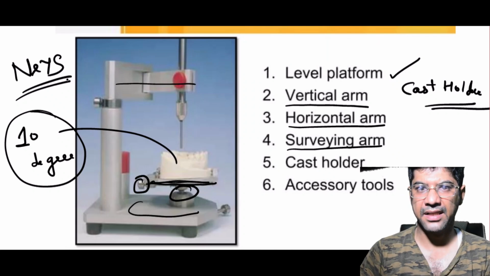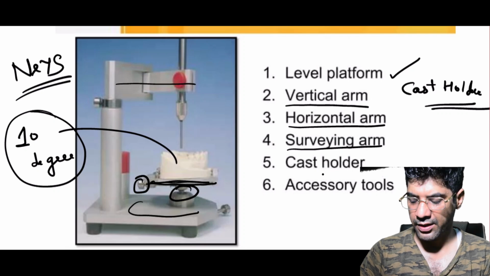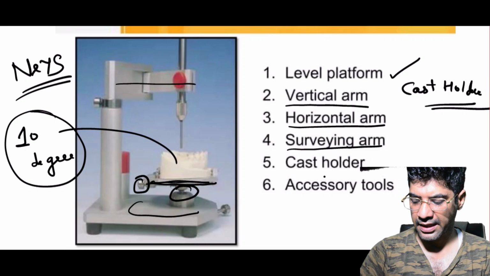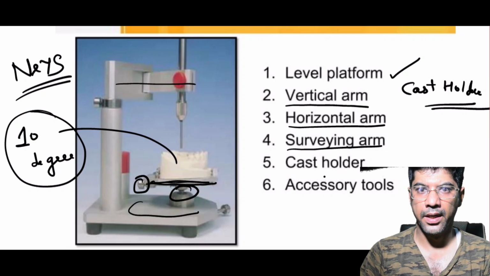The surveying arm extends vertically from the free end of the horizontal arm and is parallel to the vertical arm. It can move up and down and has a mandrel at its lower end for attaching the surveying tool. The surveying arm is used to position and adjust various tools for analyzing the cast. It may be spring loaded or locked in position depending upon the type of surveyor.